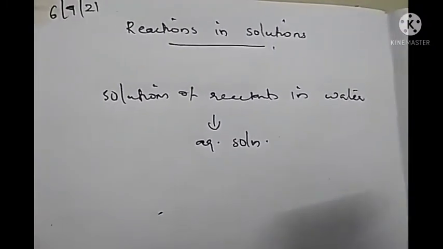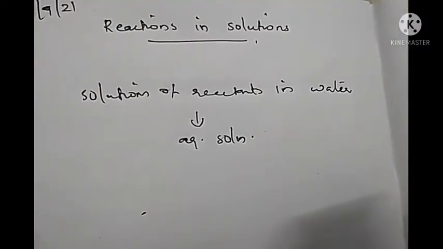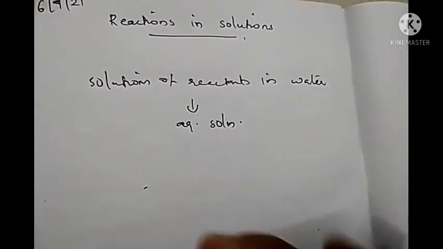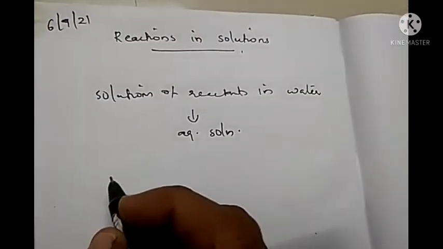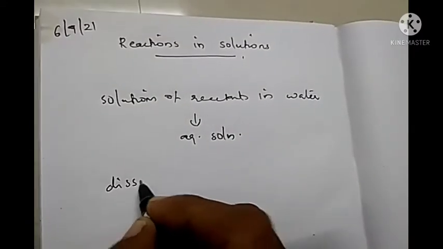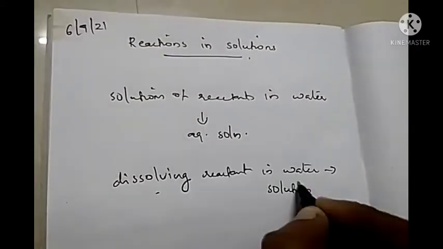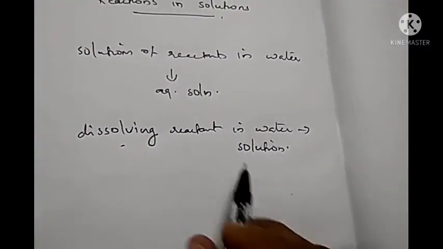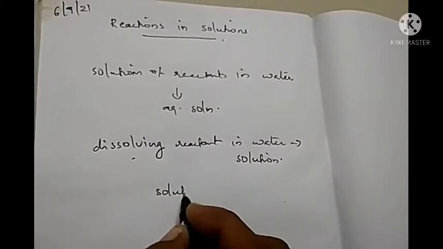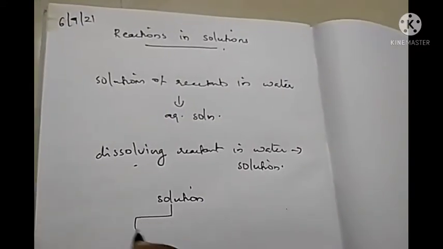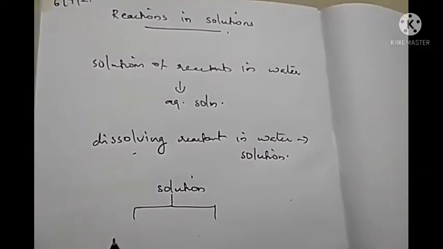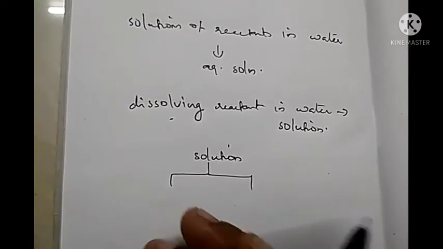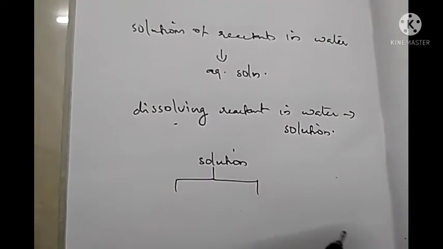So the reactants are made into aqueous solutions by dissolving in water, and these solutions we mix to carry out the reactions, isn't it? When we dissolve the reactant in water, we get the solution. Solution means it is a mixture of that reactant in water. So a solution contains two parts. Which are the two constituents of the solution? That is the reactant, the chemical substance, and water. The reactant which is present in a smaller quantity is known as the solute.